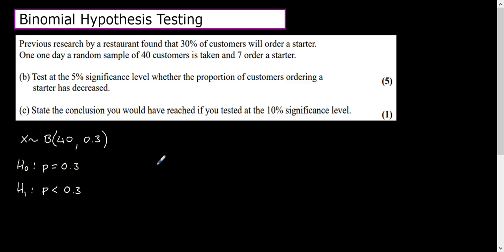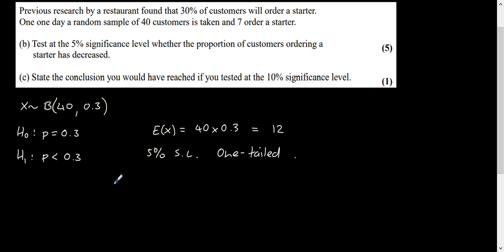So our expected value, which is another useful piece of information, would be the 40 multiplied by 0.3, which is 12. So we would expect out of a sample of 40 that 12 would order a starter if the 30% probability is correct. And we've got a 5% significance level, and we have a one-tailed test. Again, don't worry about the one-tailed thing. We'll come back to that next week.